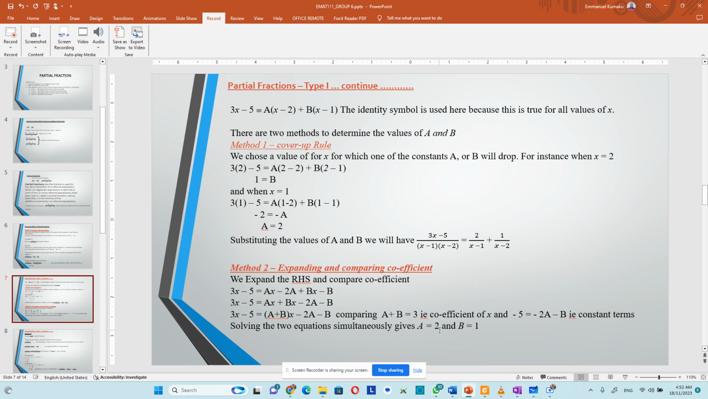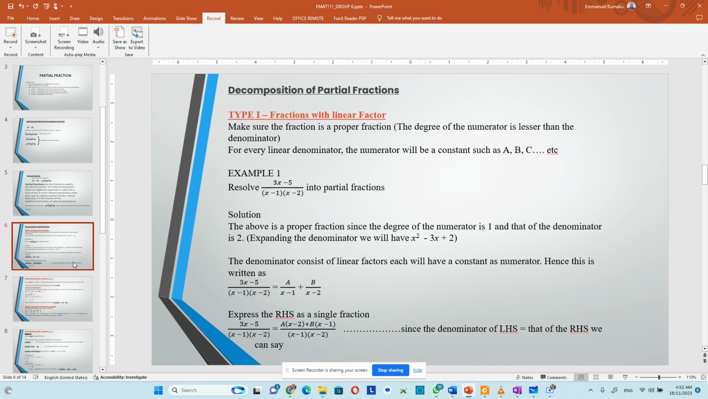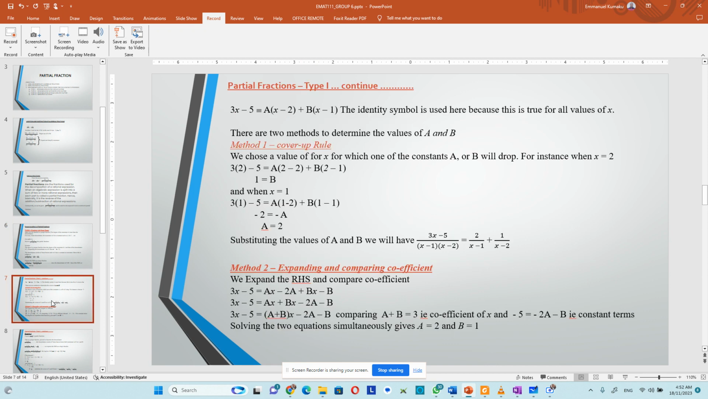You arrive at a is equal to 2 and b is equal to 1. You will put them back into their respective positions over here. Good.